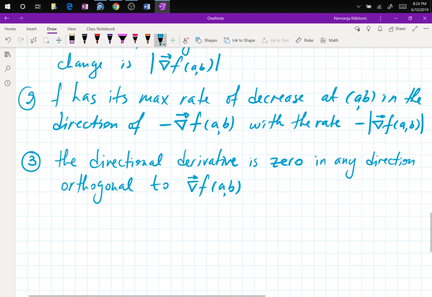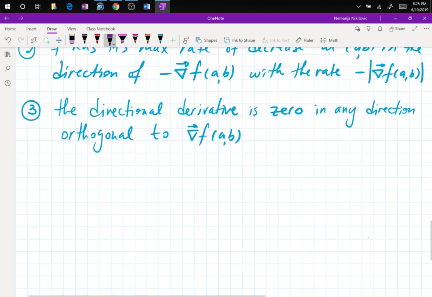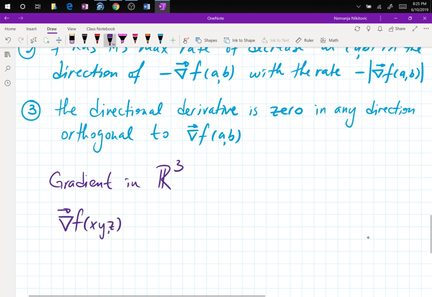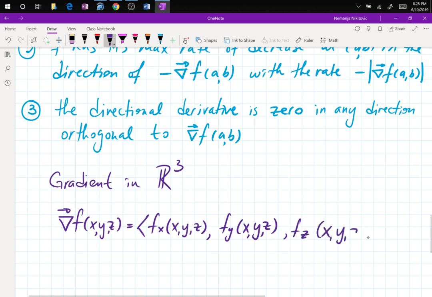So I'm going to now just write that we can also have gradient in 3D, in R3, and that's going to be del f of A, B, C, x, y, z, which is the vector of partial derivative with respect to x, partial derivative with respect to y, and partial derivative with respect to z. So that will be gradient in 3D.